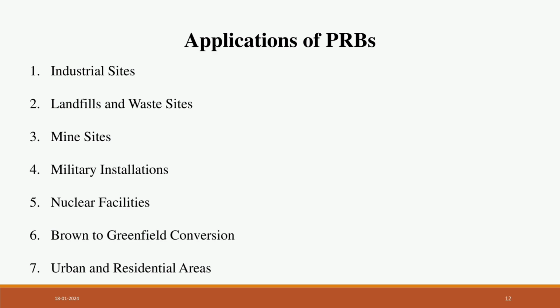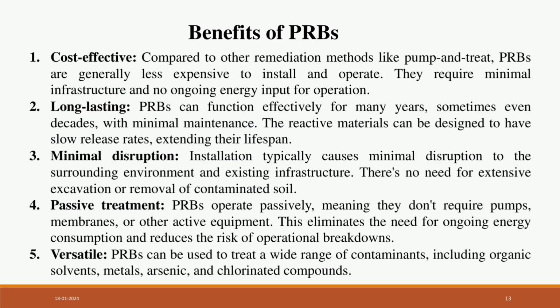Seventh one is urban and residential areas. In urban and residential areas where historical industrial activities may have led to groundwater contamination, PRBs are installed to protect the drinking water resources. To the next slide. Benefits of permeable reactive barriers. First one is cost effective. Compared to other remediation methods like the pump and treat method, PRBs are generally less expensive to install and operate. They require minimal infrastructure and no ongoing energy input for operation.